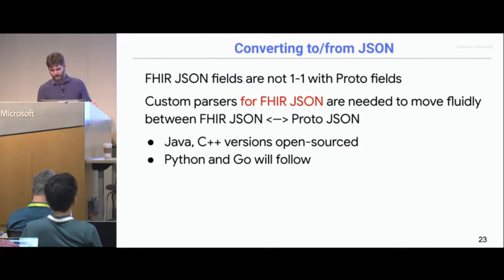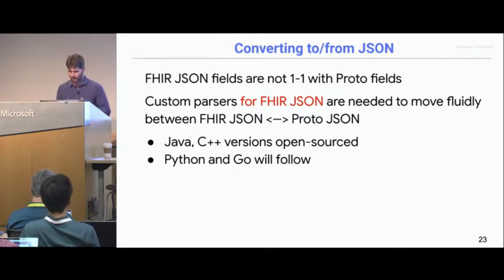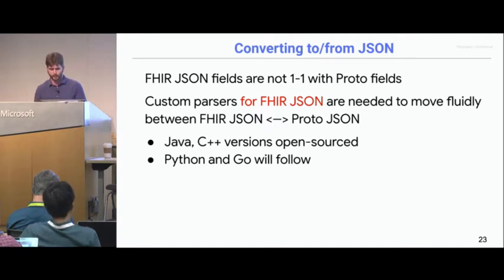FHIR JSON fields are not one-to-one with protocol buffer fields, as you see here. It's not just an exact correspondence. This means you need custom libraries to get your data between JSON and proto. We provide these. We've open sourced them in Java and C++, and Python and Go are going to be coming shortly. The Go one is pretty much all there. We just need to open source it. And this allows us to fluidly move between FHIR JSON and proto JSON at any time.